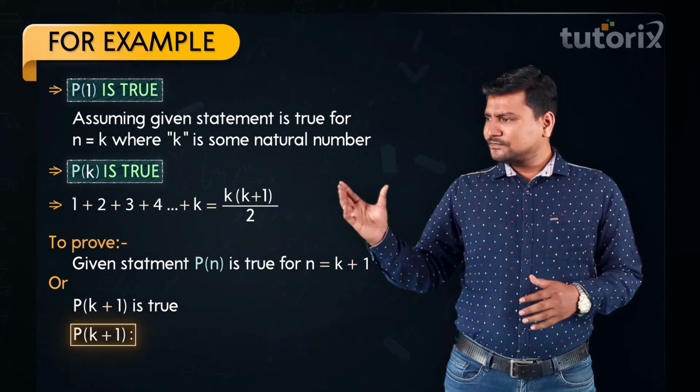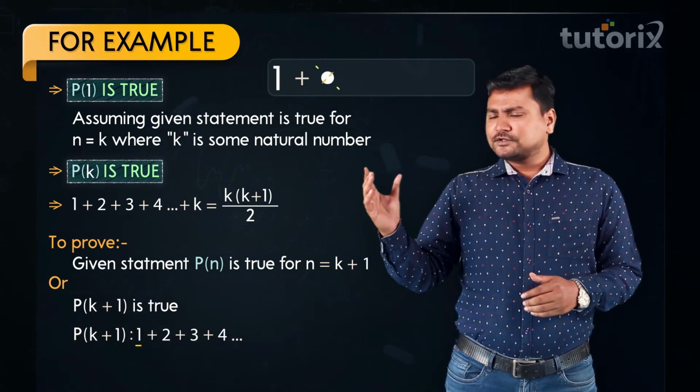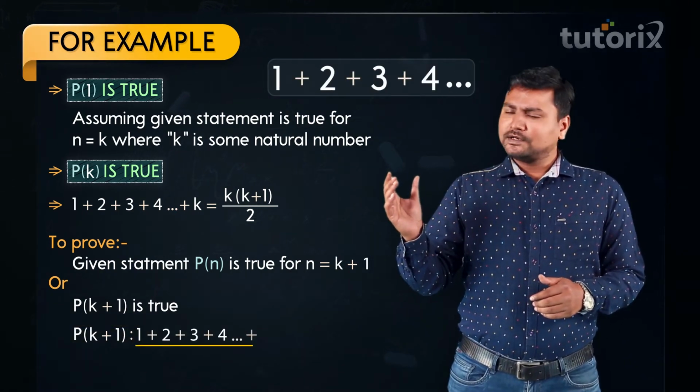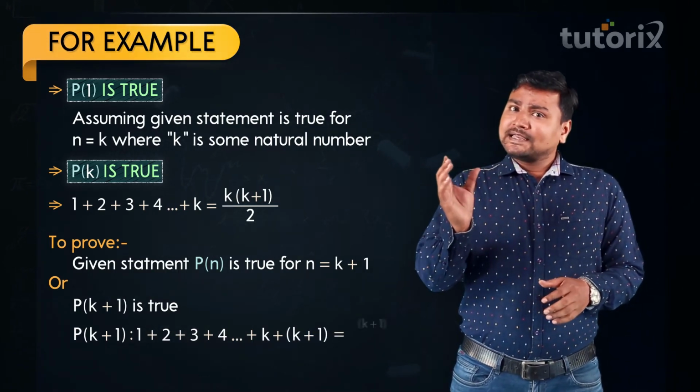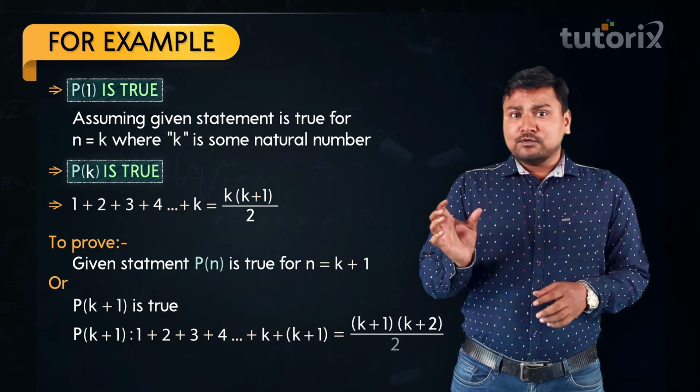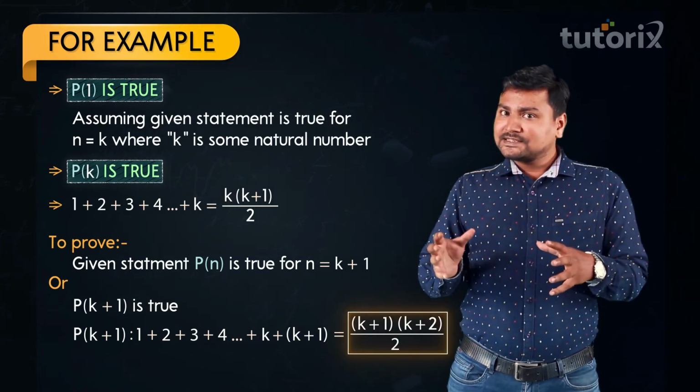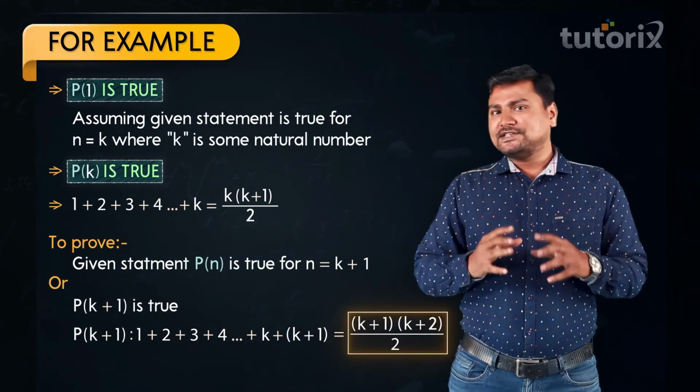So P(k+1) is basically 1 plus 2 plus 3 plus 4 and so on till k plus 1, and that has to be equal to (k+1)(k+2)/2. If you are able to prove this, then we can say that this statement is true in general.